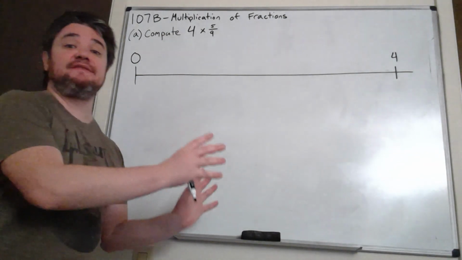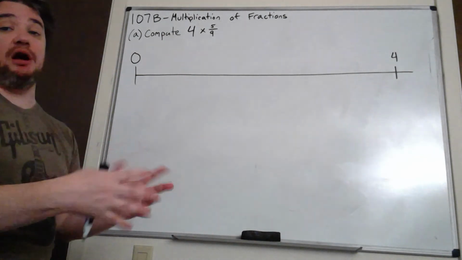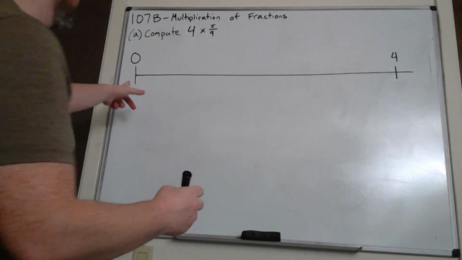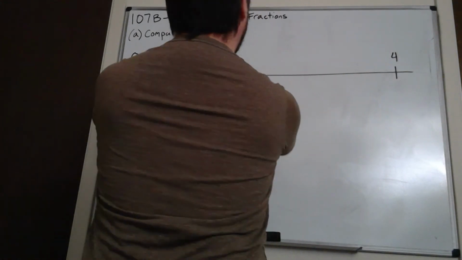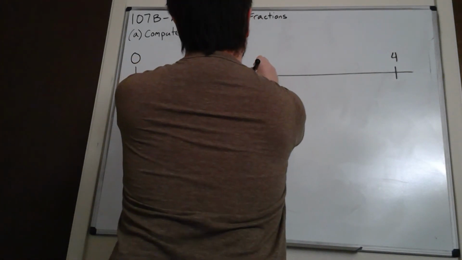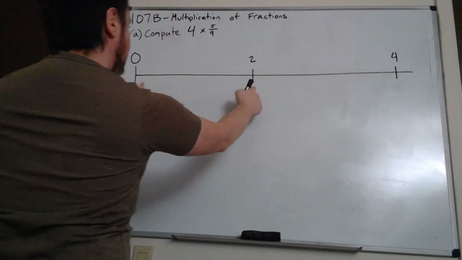However, the picture is the visual aid. We want it to match what's going on. So we do want to strive for equal length segments. Halfway between 0 and 4 is 2. Okay, so I'm just getting my whole numbers here.